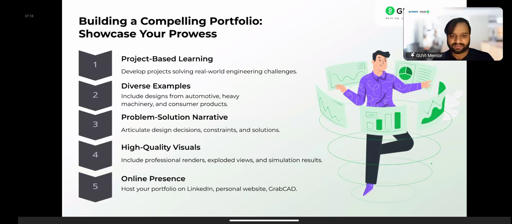Design decision, constraint, solution. Basically, design decisions are what decisions we need to take, like whether we need to change this or not, or we can do it in the next iteration. What are the constraints? Okay, diverse examples, project based learning, which we already discussed, right?